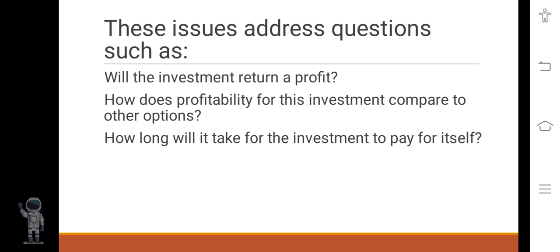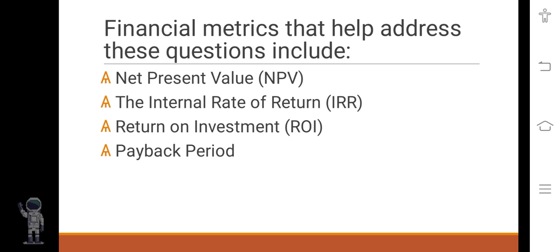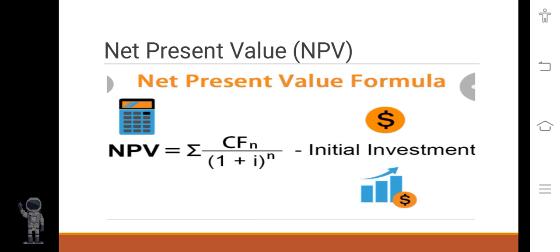So the financial metrics that help address these questions include the NPV, IRR, ROI, and the payback period. So ano ni sila? Ang net present value may formula: NPV equals the summation of cash flows over (1 plus interest) to the power of N.